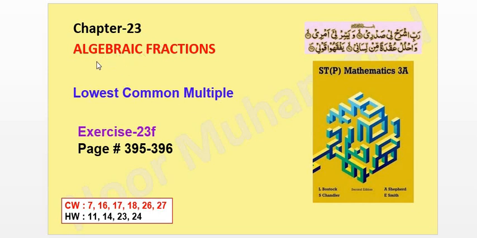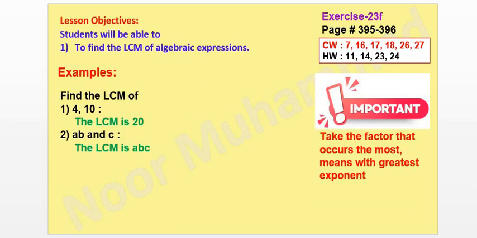Bismillahirrahmanirrahim. Chapter 23, Algebraic Fractions, Lowest Common Multiple or Least Common Multiple, Exercise 23. So this is our main objective: how can we find the LCM of algebraic expressions? Let's start with the help of an example.